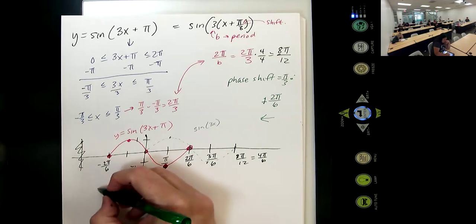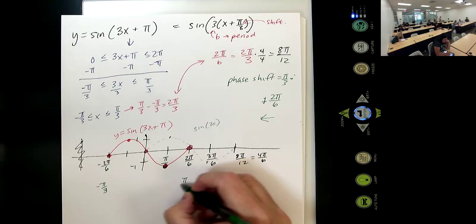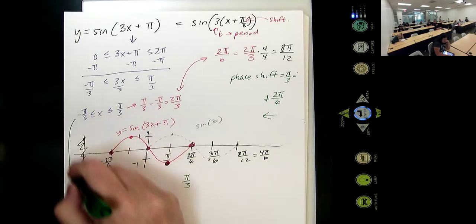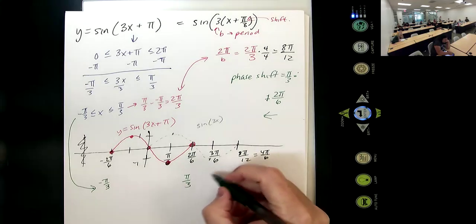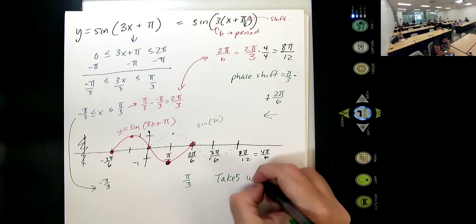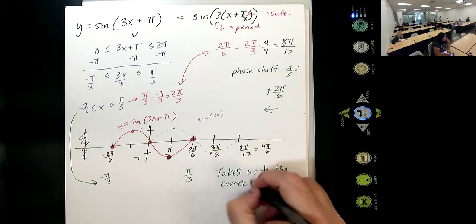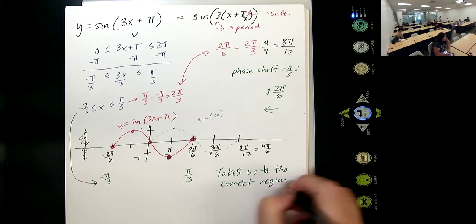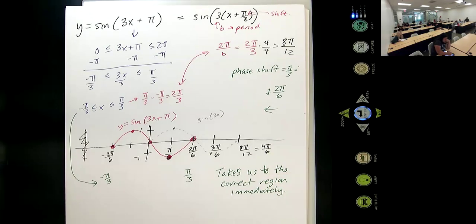Notice that this is negative pi over 3 and pi over 3. So this gets us to the right region. So doing that approach takes us to the right region right away. But now breaking it into fours can be more challenging. In this case, I don't think it is. This case is fairly easy.